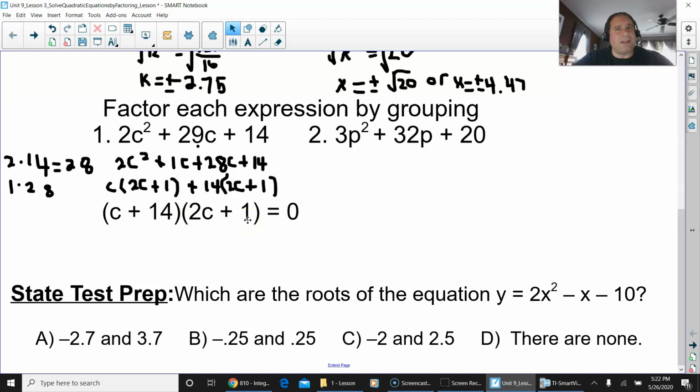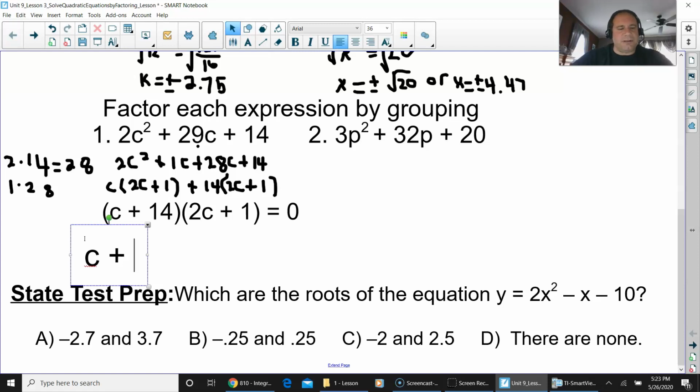Usually we finish right there and you've factored it by grouping. But in this case, we have C plus 14 and 2C plus 1. You put that equals 0 because you're going one step further. You're not stopping at factoring. Now you want to find the roots. That's the whole idea of factoring, all right, is to find the roots of the quadratic, right? So C plus 14, this is the way you do it.